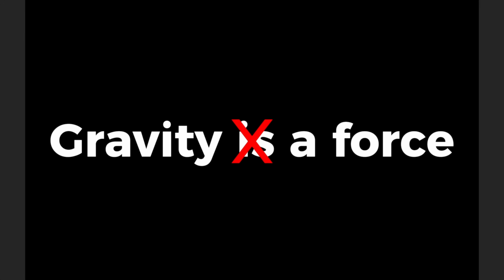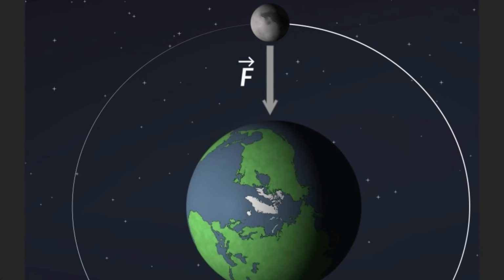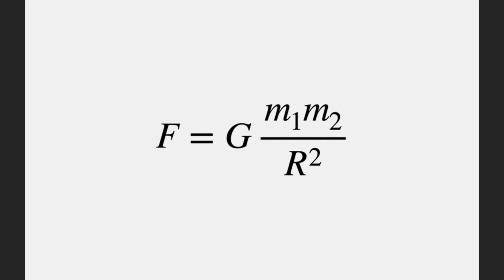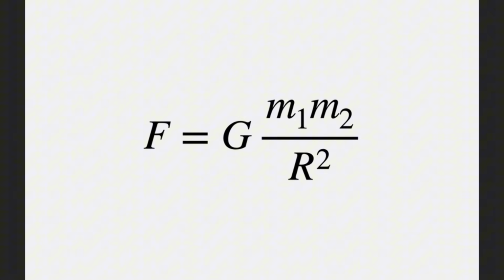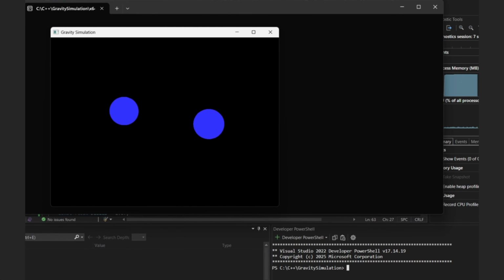For now, even though gravity is not a force, we can still represent it as a force in our simulation. A formula we can use is F equals G times M1 times M2 divided by R squared. Using this, we can easily add gravity into our simulation, and when we run it, it works pretty good.